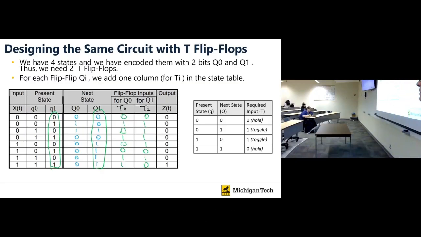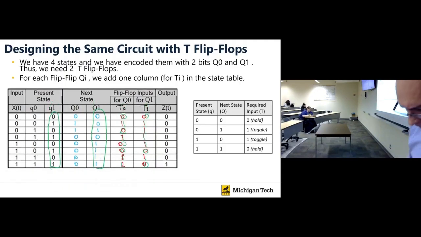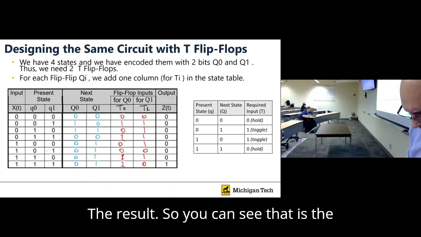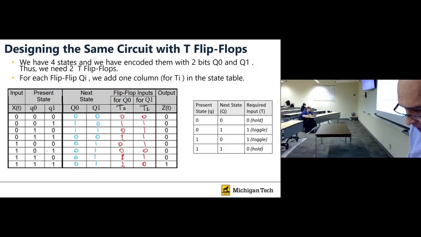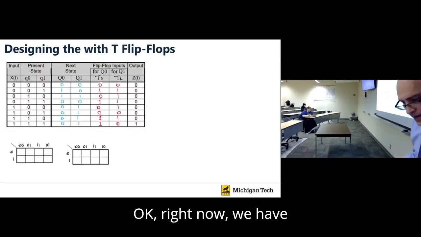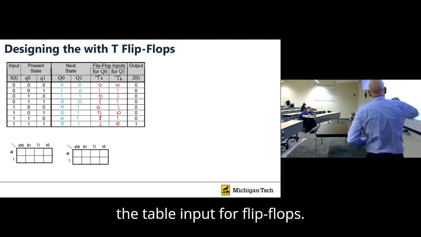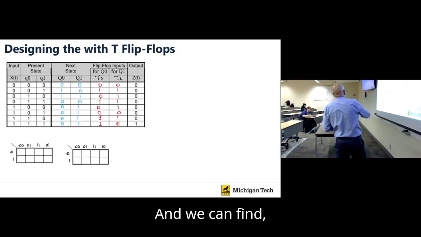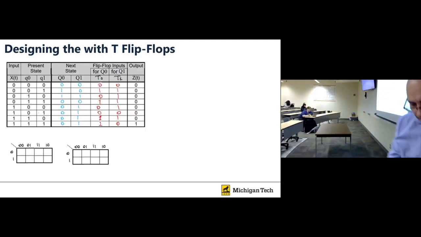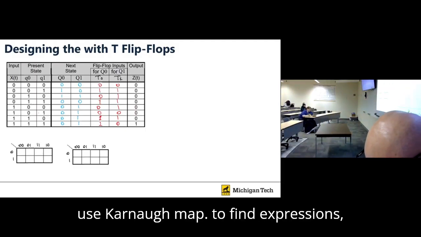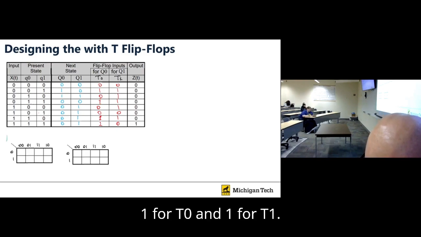Any question? Yeah, I think it's not that bad. Okay. So you can see the result is the same, just a different color. Right now we have the table of inputs for flip-flops, and we can use the Karnaugh map to find expressions, one for T0 and one for T1.